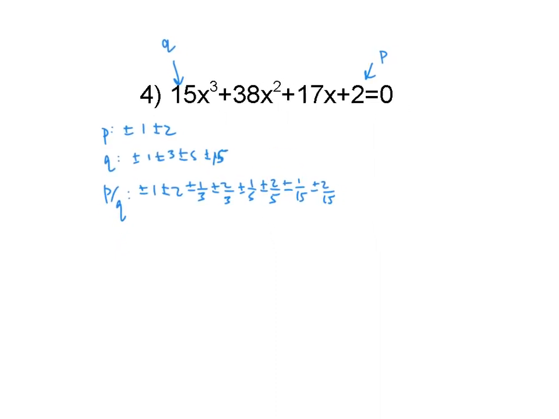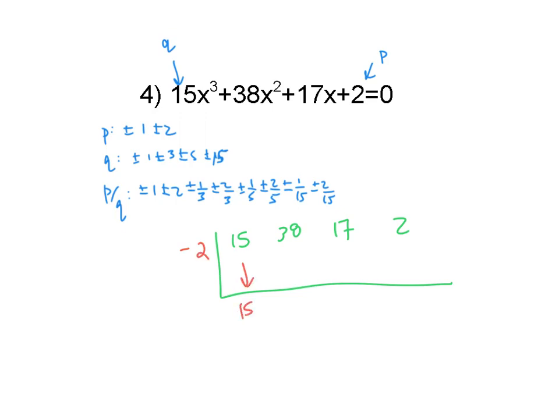All right, here we go. Let's do our synthetic division. My coefficients are 15, 38, 17, and 2. We are picking from our p's over q's list. We're really just guessing and checking. Now, you could start with 1, you can start with 2. I tend not to start with my fractions because I try to do easy math first. I'm going to try -2.